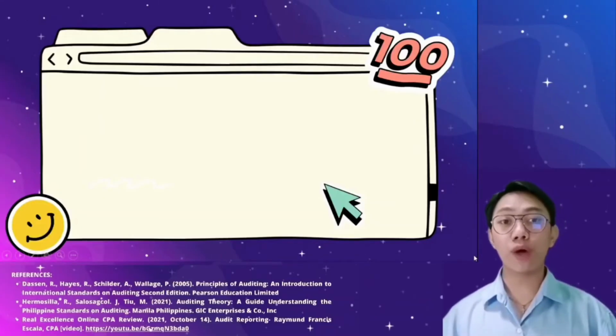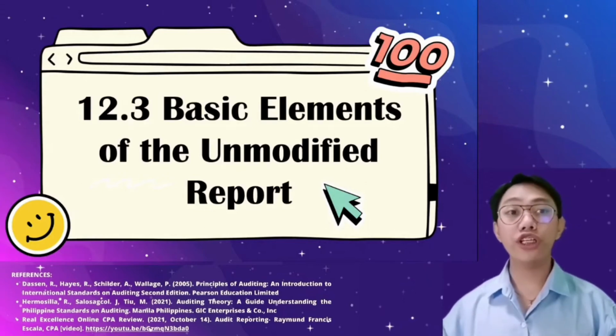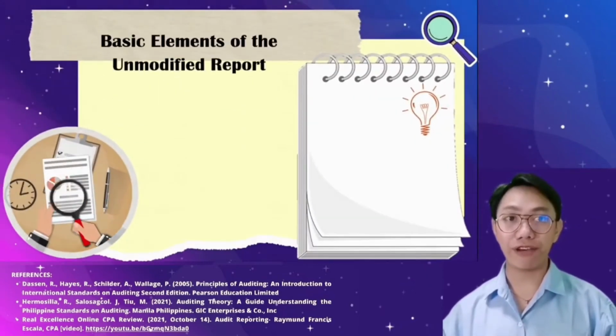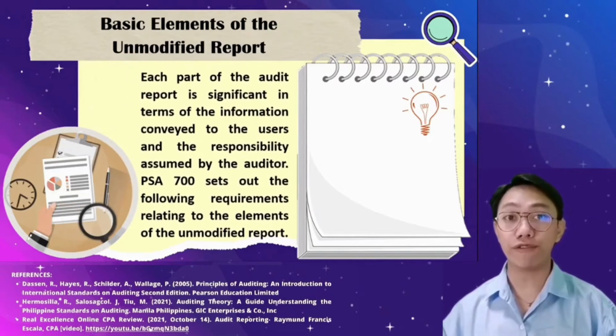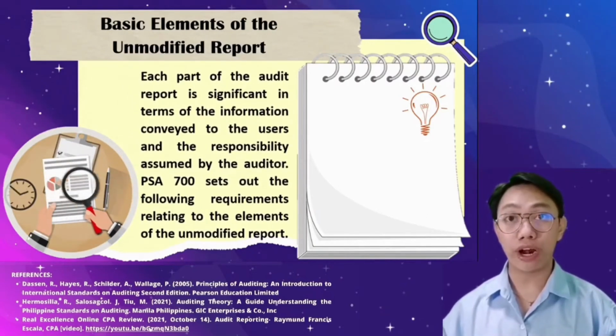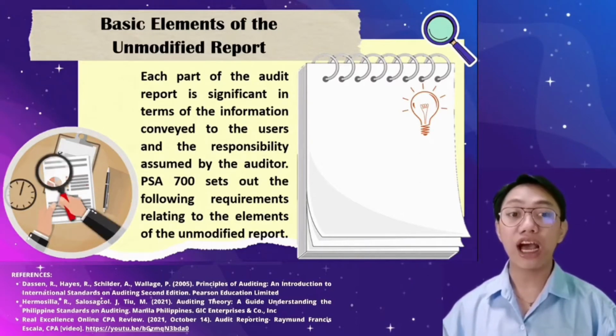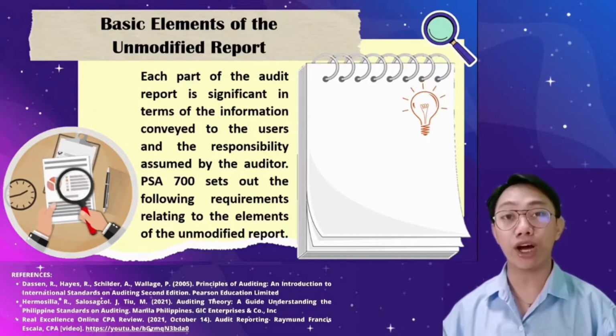Let's proceed to 12.3, the basic elements of the unmodified report. Each part of the audit report is significant in terms of the information conveyed to the users and the responsibility assumed by the auditor. PSA 700 sets out the following requirements relating to the elements of the unmodified report.